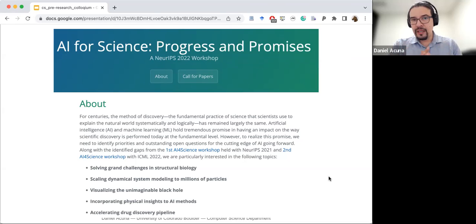If you are in computer science, you know that one of the top conferences in the field is NeurIPS, and they have a workshop. They've been having a workshop every year for the last 3 years about this idea of using AI for science. There is a workshop this year, and the deadline is in a couple of weeks about this very issue.